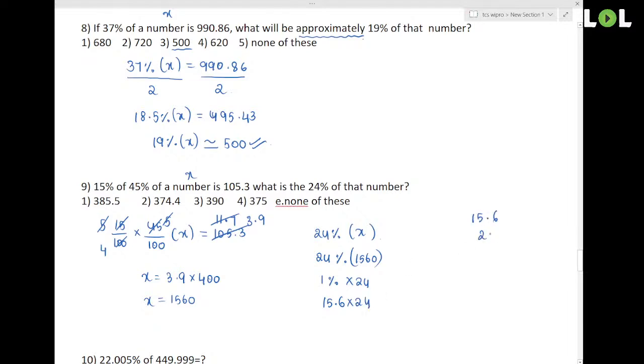15.6 into 24. There is nothing here. I'll take 0 and I'll multiply 24, 2, 20, 32, 34, 3, 4, 0, 10, 14, 7, 1 carry, 2, 3. That's all. I'll get a point here. So this will become 374.4. So this is my answer.